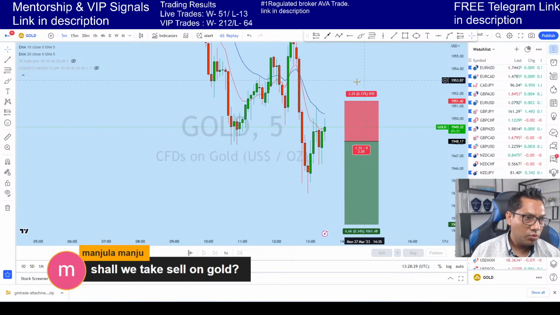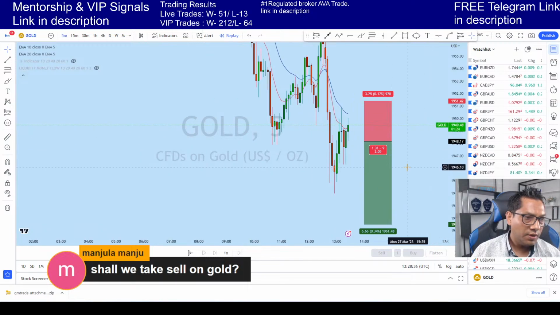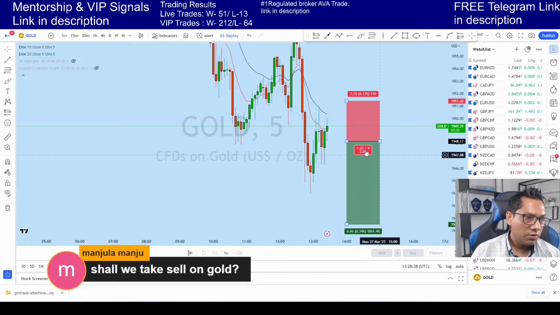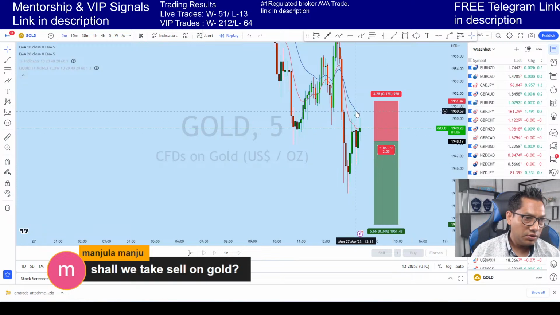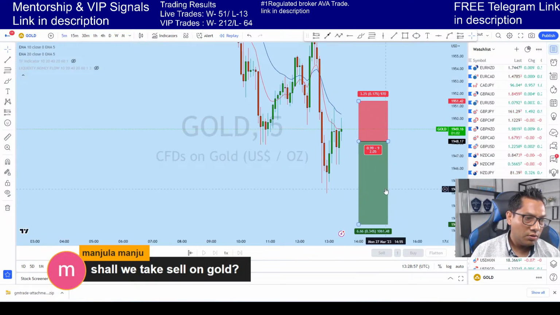Yeah, I want it to get rejected from this level and then continue to drop. So we need a drop to this level. If this bullish candle isn't strong enough to go up, then it will continue to drop. Yeah, I want it to be dodgy. If it is dodgy, it means the long wick and the short wick together should be coming down.